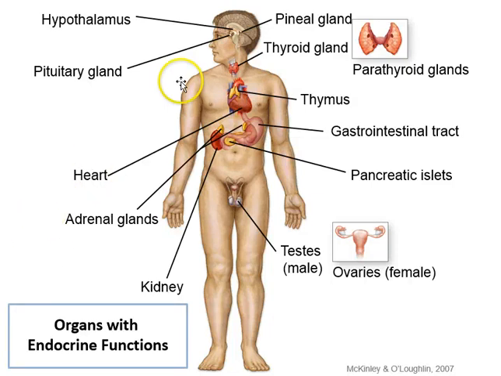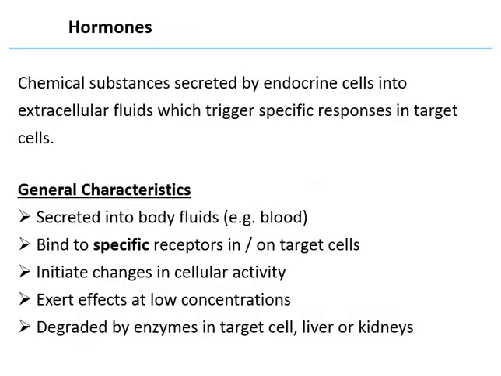I'll just draw to your attention a couple of very important endocrine structures, the hypothalamus and pituitary gland. Much of the regulation of the functions of the endocrine system involves these two structures, and we'll talk about those very soon. So what I'll do in this slide is talk a little bit about what a hormone actually is. It's a chemical substance secreted by endocrine cells into extracellular fluids, and in particular the bloodstream.